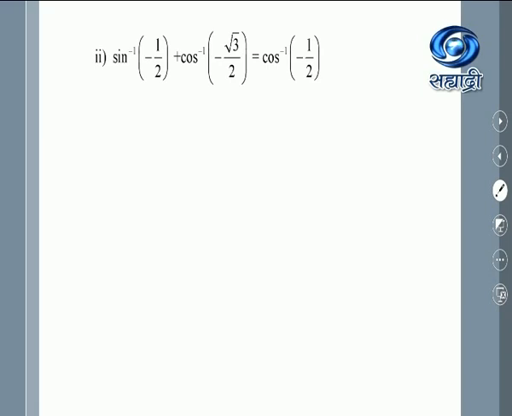Now the second sub-question under the heading prove the following: sine inverse of minus 1 upon 2 plus cos inverse of minus root 3 by 2 is equal to cos inverse of minus 1 upon 2. See, if these values are positive, very easily we can find the values. But for negative signs, you must be very careful, because there we will have to use the rules of allied angles or the rules for the negative angles. So we start with the solution with the same procedure.